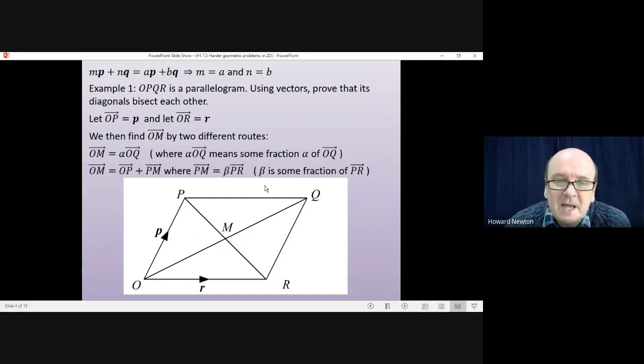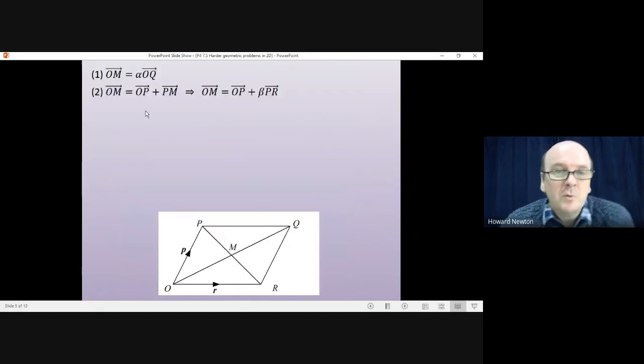So writing down all of these vectors in terms of the vector p and the vector r. I'll let you have a go, pause the video, see if you can make sense of this, and then come back to me when you're ready. Okay, let's have a look. So that's what we said we're going to do.